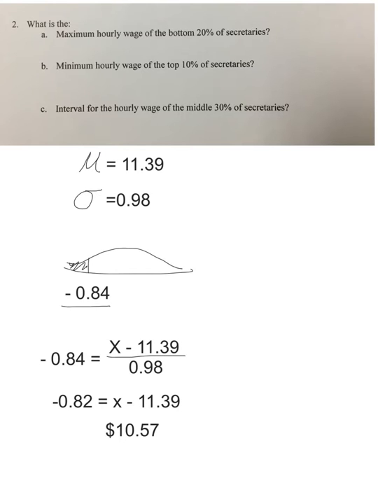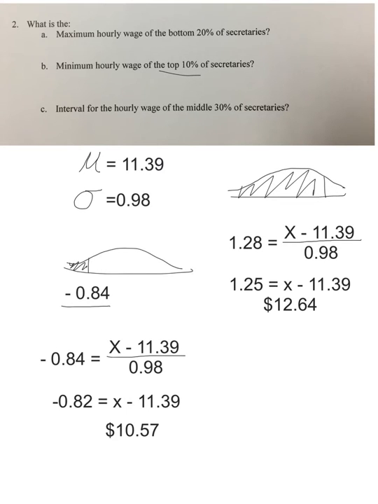So what I want you to do is pause the video for a second. I want you to try and do it with the top 10%, but keep in mind that we're talking about 90% being to the left. And ask yourself, how's that going to affect what I put into my inverse norm? So go ahead, pause the video and do that, and I'll have all the work for you in a second.